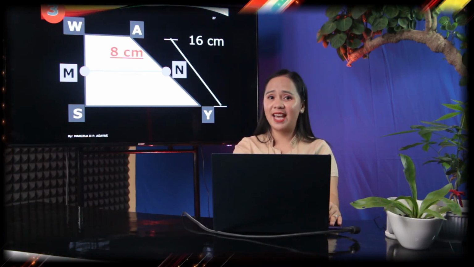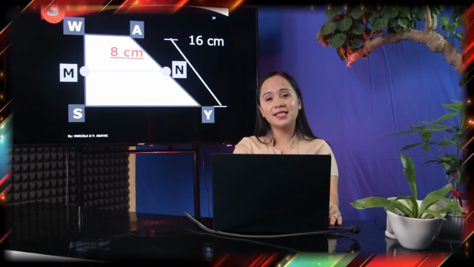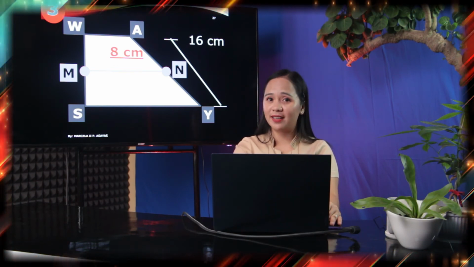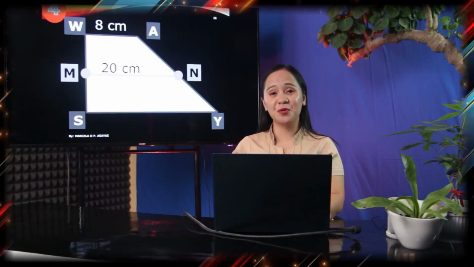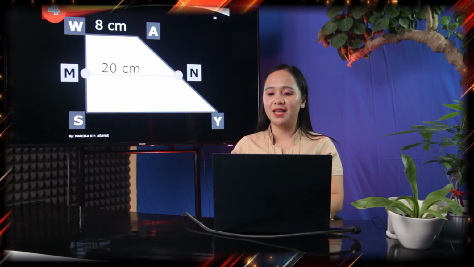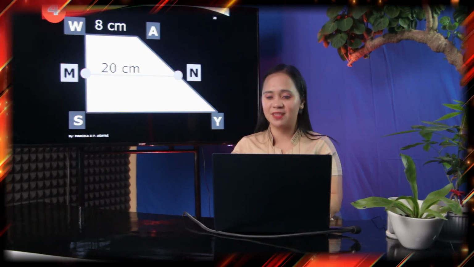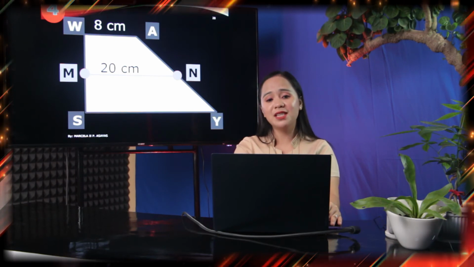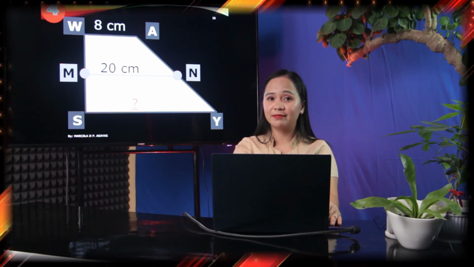You're right, it is 8 centimeters. How come? Simply divide 16 centimeters by 2, that makes 8 centimeters. How about NY? Correct, it is 8 centimeters. Let's have drill number 4. Trapezoid WAYS with median MN, where M and N are midpoints of legs WS and AY respectively. If the upper base WA measures 8 centimeters and the median MN measures 20 centimeters, how long is SY?